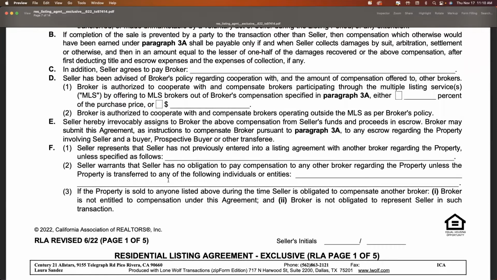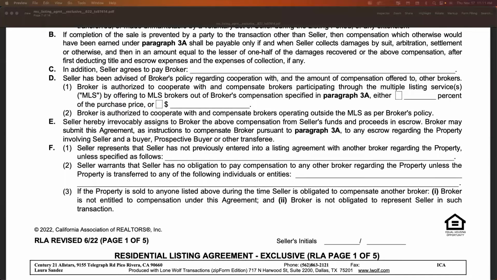3E, seller hereby irrevocably assigns to broker the above compensation from seller's funds and proceeds in escrow. Broker may submit this agreement as instructions to compensate broker pursuant to paragraph 3A to any escrow regarding the property involving seller and a buyer, prospective buyer, or other transferee. So this is just a copy of this listing agreement that would go to the escrow company to show what commission compensation is being paid to the brokers.